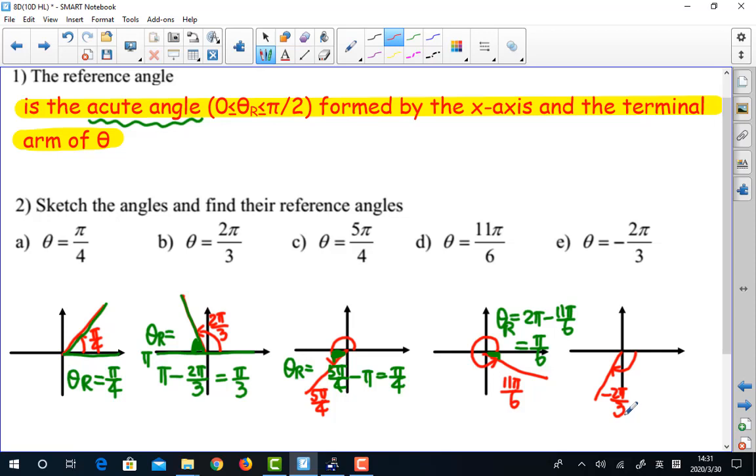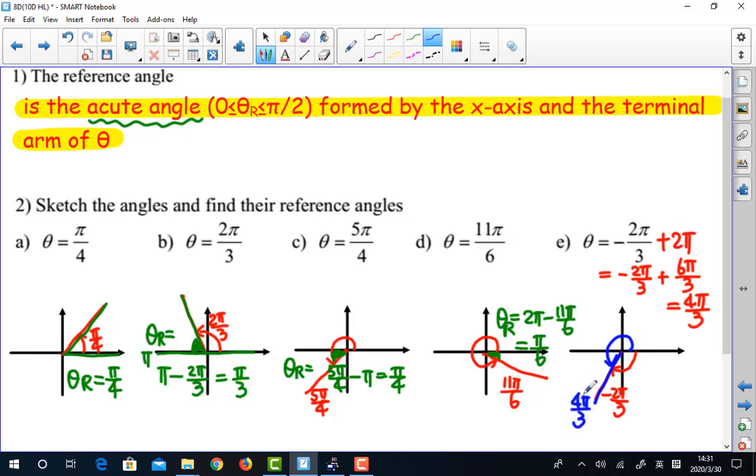What is principal angle? I introduced it in 8a. So the principal angle is the least positive angle between 0 and 2 pi. So right now, if I want to find its principal angle, I only need to add 2 pi. Negative 2 pi over 3 plus 2 pi is negative 2 pi over 3 plus, let's find the common denominator, 6 pi over 3, which is 4 pi over 3. This negative 2 pi over 3 is coterminal with the positive angle 4 pi over 3.